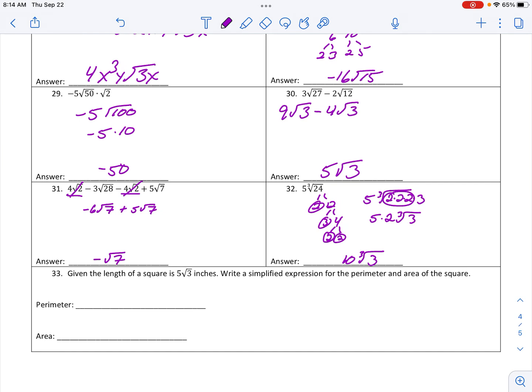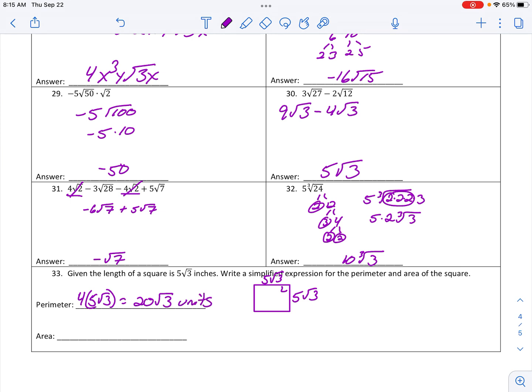All right, last one here. Good old perimeter and area of a square. 5 root 3 all around. All right. So with that, perimeter, add up all sides. We have 4 sides that are 5 root 3. So the simplified expression is 20 root 3.